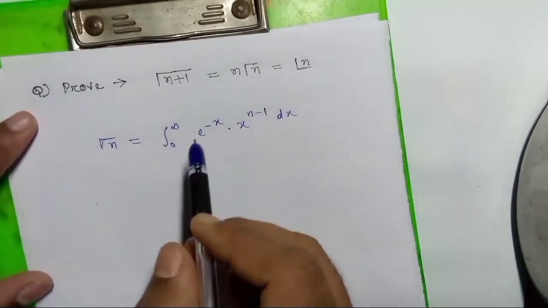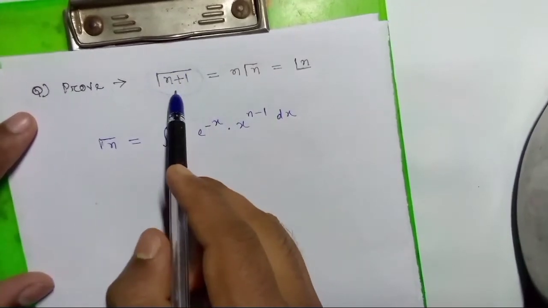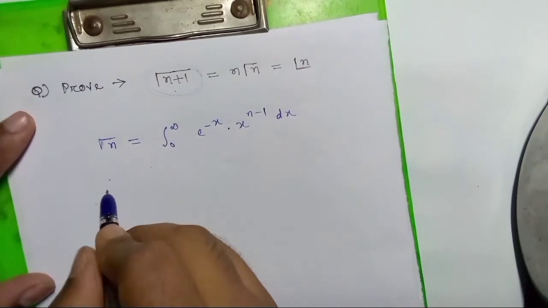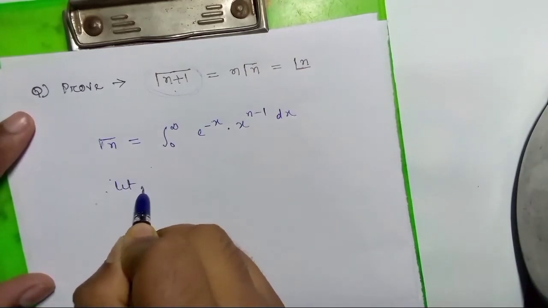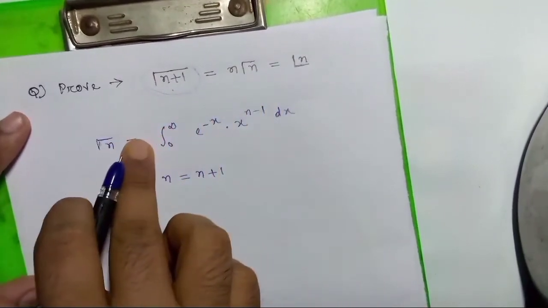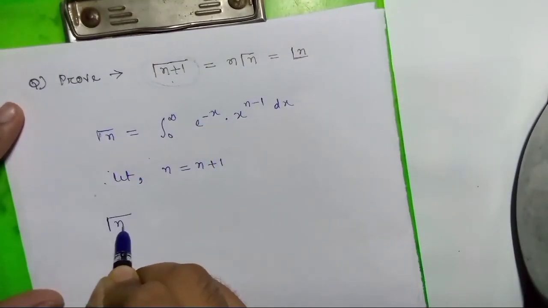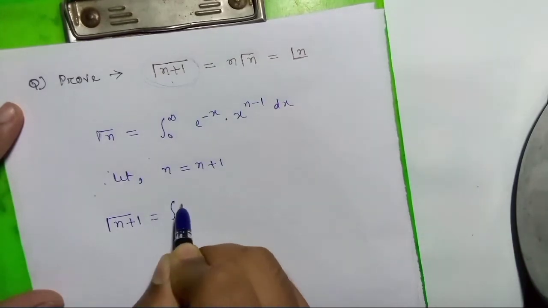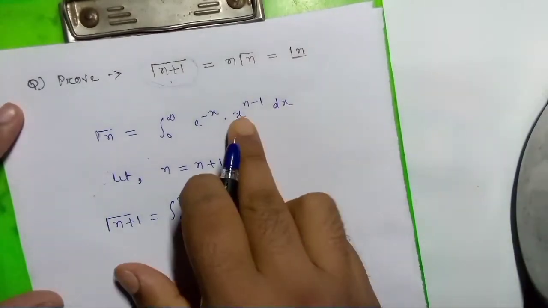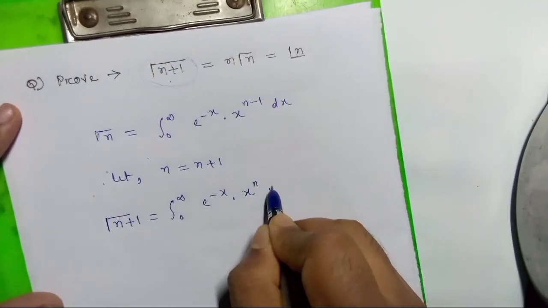Here we see our first term is n plus 1, so we choose n equal to n plus 1. Let n equal n plus 1, then this term will change. So gamma of n plus 1 is equal to the integral from 0 to infinity of e to the power minus x, x to the power n dx.